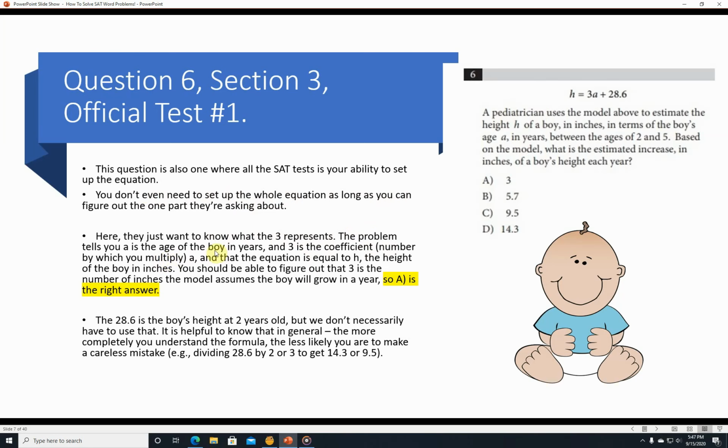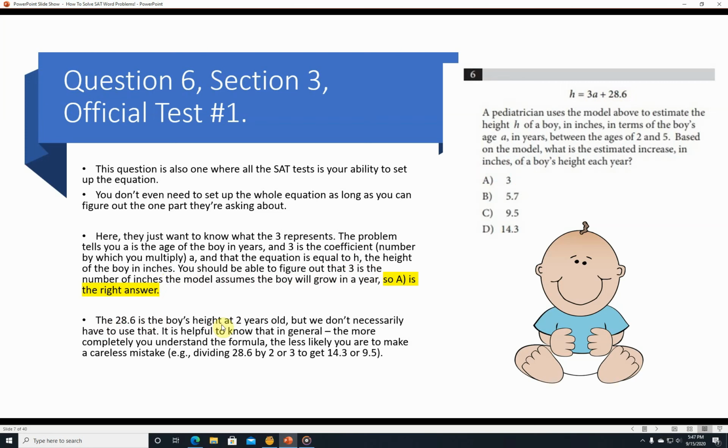So 3 is the coefficient of a, and the equation is equal to h, the height of the boy in inches. So you should be able to figure out that, okay, if h is in inches, 3a must also be in inches, and probably this is 28.6 inches. So you should be able to figure out that 3 is the number of inches the model assumes the boy will grow in a year. So A is the right answer.